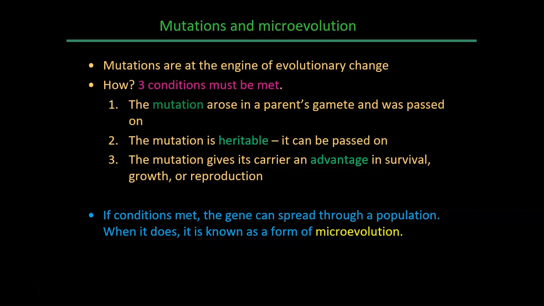These are the foundations for what is known as microevolution, highlighted in yellow here at the bottom. If those conditions are met, a gene can spread through a population, and when it does, that form of evolution is known as microevolution. In a couple of classes, we'll talk about macroevolution, which is how new species arise from existing species.